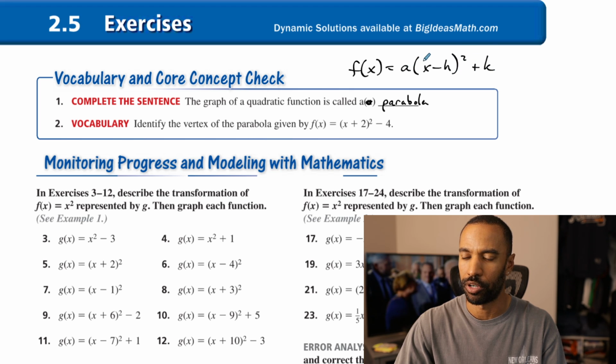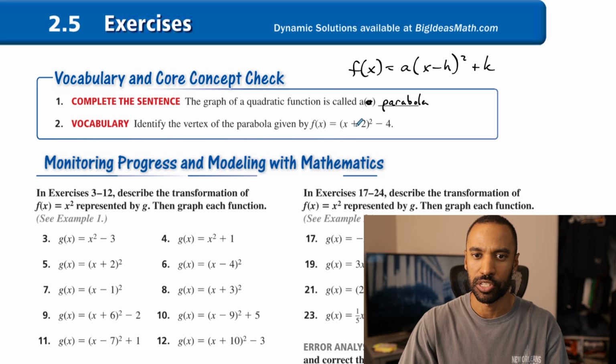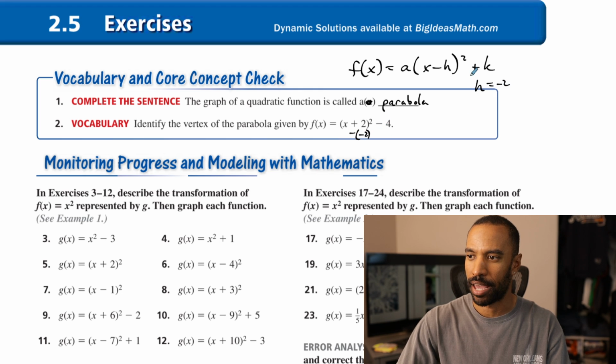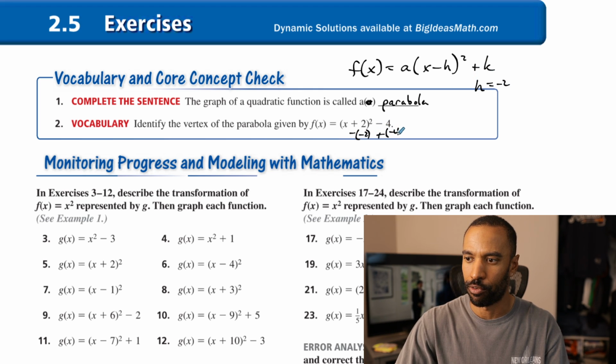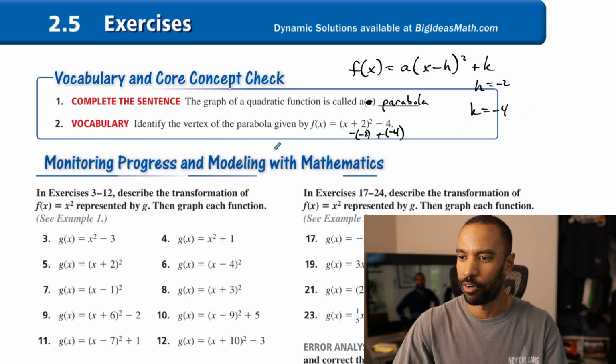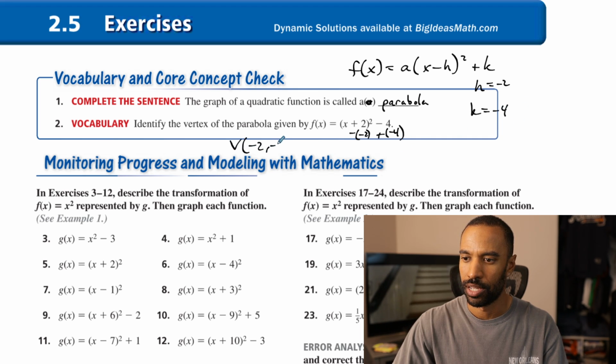I'm going to have to bring that up 1 or 2 times here. The x minus h, this is x plus 2. That means we're subtracting a negative 2. That means h is negative 2. And the minus 4, we're adding negative 4. That means that k is negative 4. Your vertex is at (h, k). Your vertex is at (negative 2, negative 4).